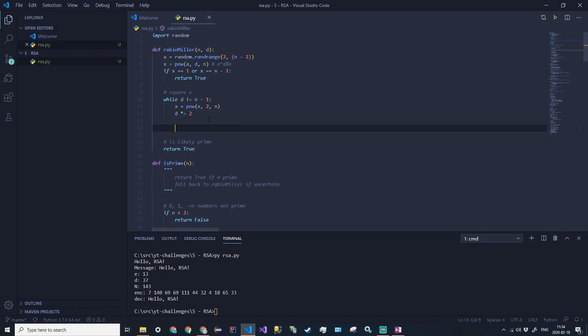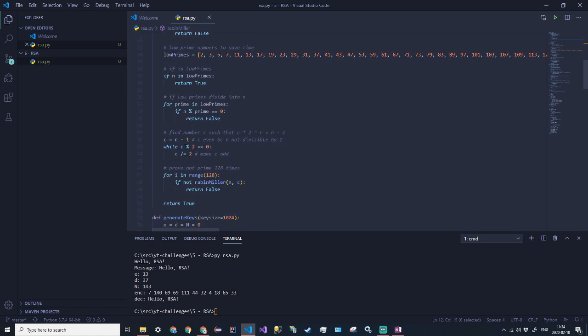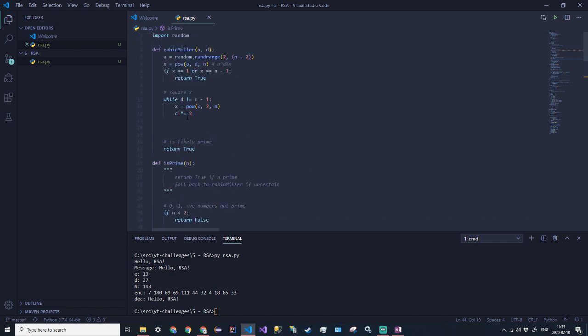And we know that d, when we multiply d by 2 enough times, will get to n minus 1, because that's what we determined over here. In these three lines right here, we initialized d as n minus 1, and then we divided it by 2 many, many times. So if we multiply it by 2 the same number of times, we'll get back to n minus 1. So this loop will end.